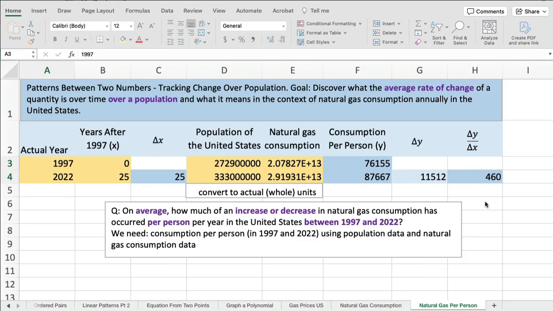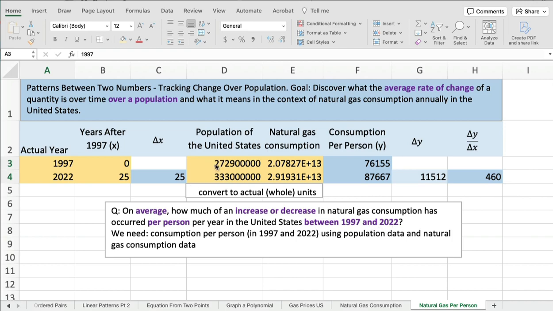We're going to continue our discussion of average rate of change. This time we're going to talk about how a quantity changes per person over time, and in the same context as before with the natural gas consumption in the United States between 1997 and 2022. So the question we're asking is this: on average, how much of an increase or decrease in natural gas consumption has occurred per person per year in the United States between 1997 and 2022?